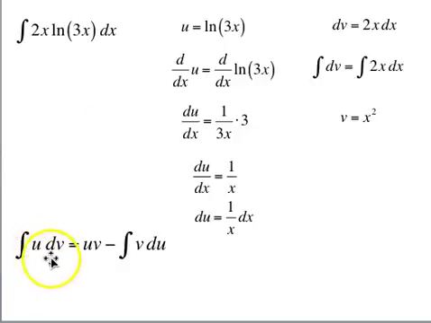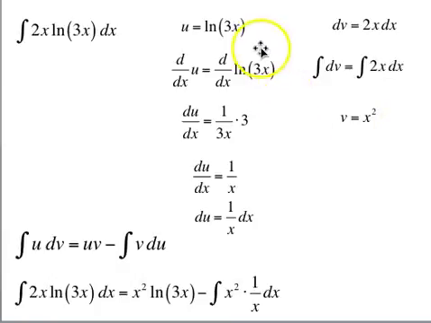Our formula is the integral of u dv is uv minus the integral of v du. Integral of u dv, natural log 3x times 2x dx, equals uv, natural log 3x times x squared, minus the integral of v du, x squared times 1 over x dx, which you can see. Again, uv, I changed the order. Instead of writing log 3x times x squared, I'm writing x squared times natural log 3x, minus the integral of v du. Again, x squared is v, and du is 1 over x dx.